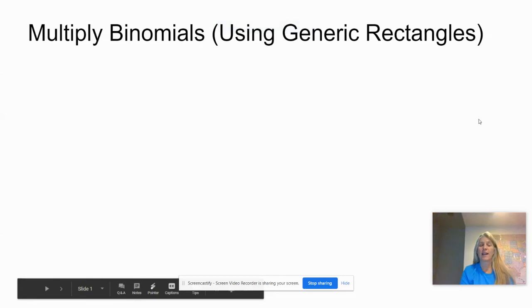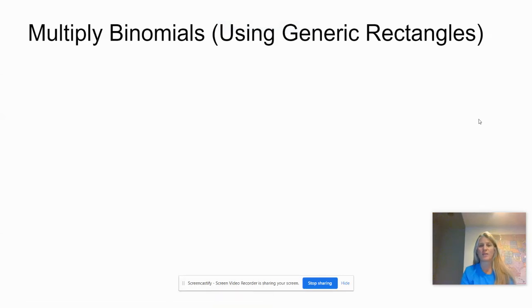Today we're going to look at how to multiply binomials using generic rectangles. And this is very exciting. It's our first look at parabolas and quadratic equations. So we're looking at it as a length times a width of a rectangle. And then what we're going to be doing later on is graphing these and looking at them as parabolas. And this is one of my favorite topics that we're going to be working on this year. So it's very exciting. So we're going to be using generic rectangles in order to make this happen.